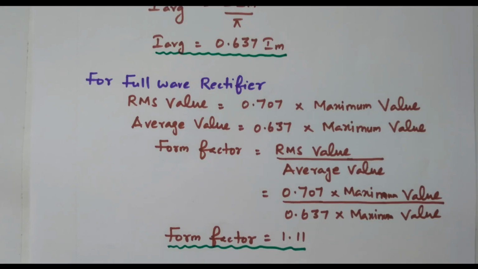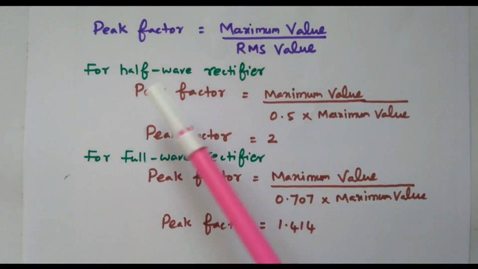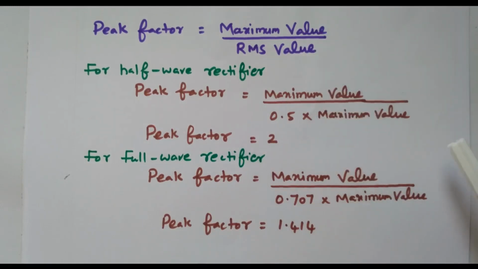Now we'll go to the peak factor. One more factor is available, the peak factor. We'll see it for the half wave as well as the full wave rectifier. The peak factor is nothing but the maximum value by the RMS value.